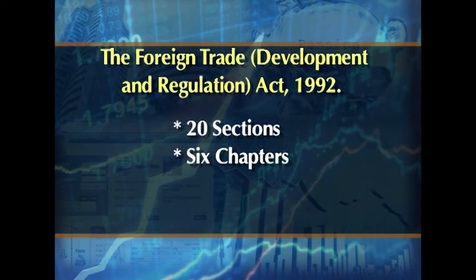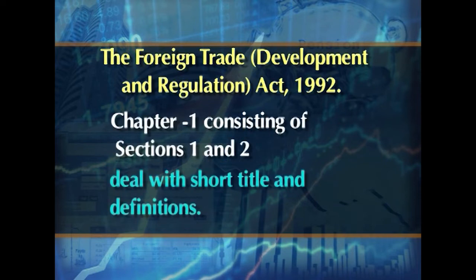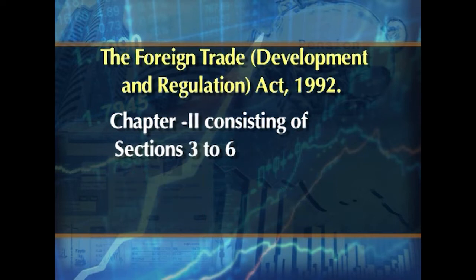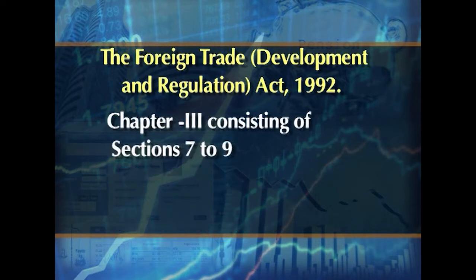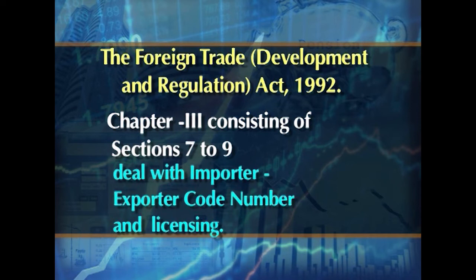Structure of the Foreign Trade Development and Regulation Act 1992. This act consists of 20 sections under 6 chapters. Chapter 1, consisting of sections 1 and 2, deals with short title and definitions. Sections 3 to 6 under chapter 2 relate to the power of central government to make, order and announce export and import policy. Chapter 3 under sections 7 to 9 deals with importer exporter code number and licensing.